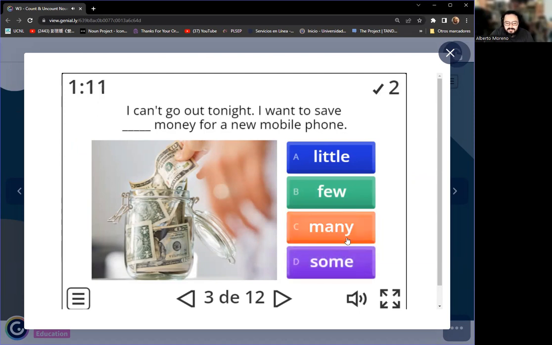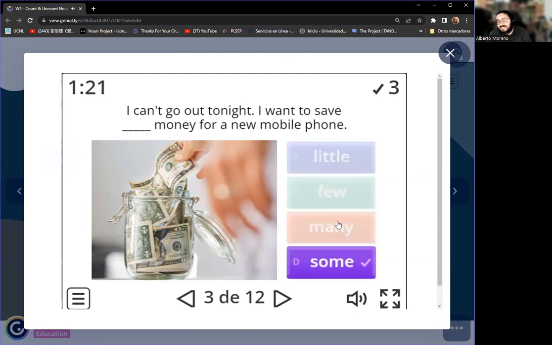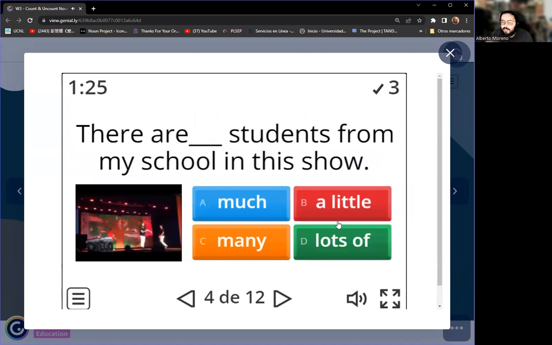Some. Many. Any. Many or some. Some. Okay, es que many es para contables y money es no contable, a menos de que estemos hablando de diferentes tipos de cambio, por ejemplo, pesos, dólares, yenes, yuanes, wones, ahí se aplica money como sustantivo contable, pero aquí no aplicaba porque solamente hablaba de ahorrar dinero.